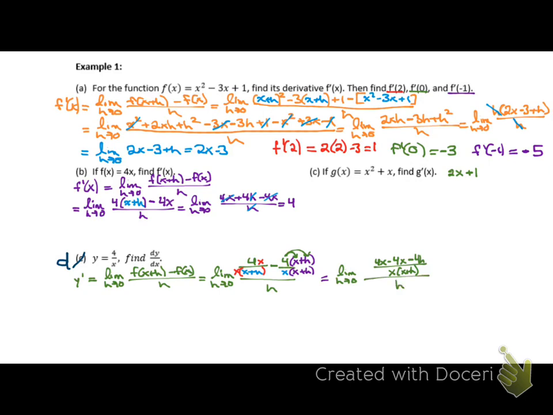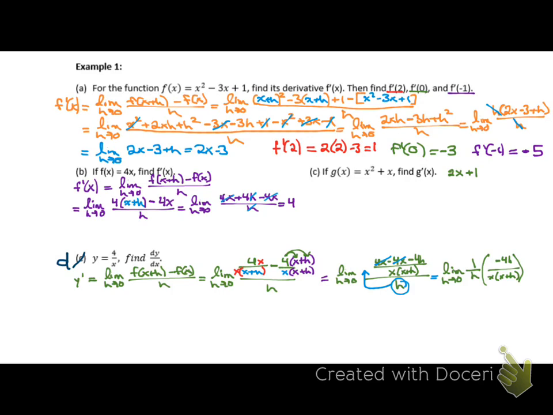Now we know immediately by looking at this that those two things cancel because 4x minus 4x is just 0. We also know by the last video that you're allowed to take this h and pull it in front. So when I do that, I get the limit as h approaches 0 of 1 over h, because remember, when you divide by a fraction, you're actually multiplying by its reciprocal, times negative 4h over x times x plus h.